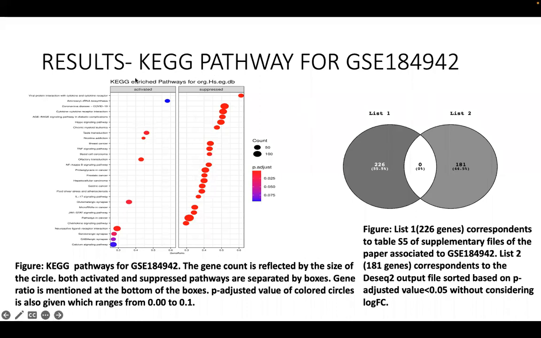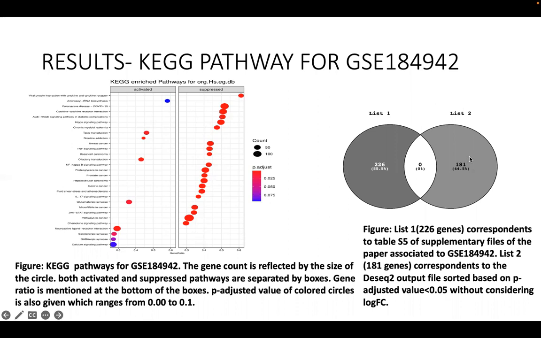So it is a result of KEGG enriched pathway. Again, here are activated pathways and here are the suppressed pathways. The gene count is represented by the size of the circle, and we can see the red signifies the statistically significant ones, and the blue represents the statistically non-significant ones, and the range of the adjusted p-value here is from 0 to 0.1. We can see here both activated and suppressed KEGG enriched pathways.